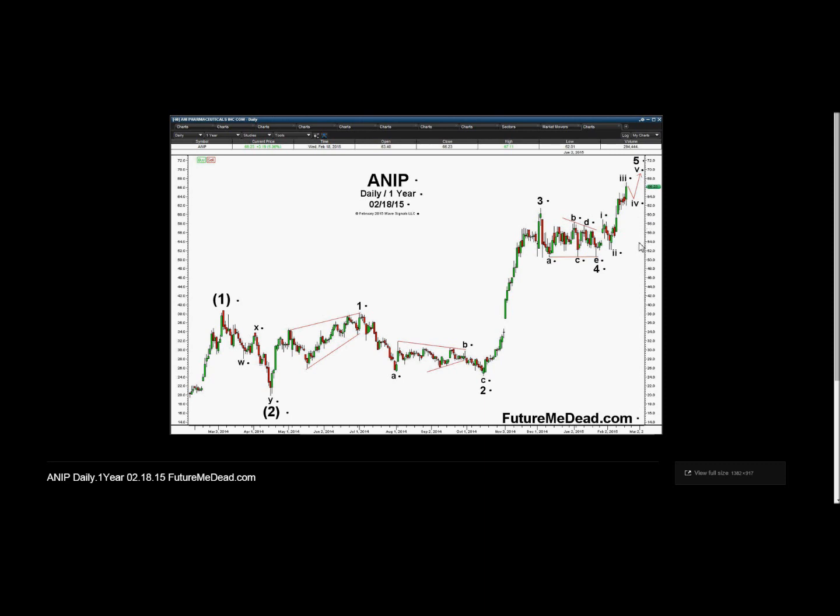Triangles are important because they alert you that the move subsequent to the completion of the pattern is terminal. What that means is it completes the pattern of one larger degree, which in this case is numerical wave 3. I want to update that now.